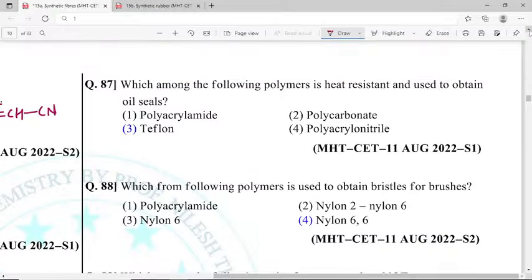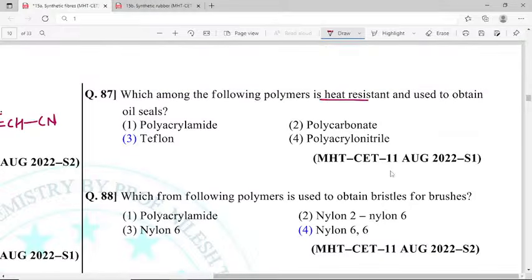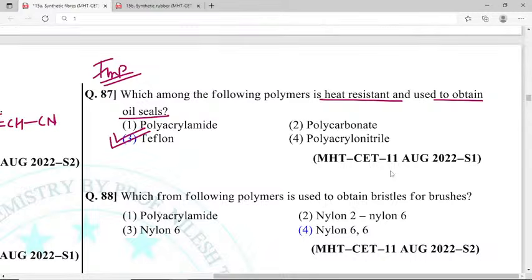Next question: which among the following polymers is heat resistant and used to obtain the oil seal? Again, this is an IMP question. Teflon. So Teflon is heat resistant and used to obtain the oil seal.